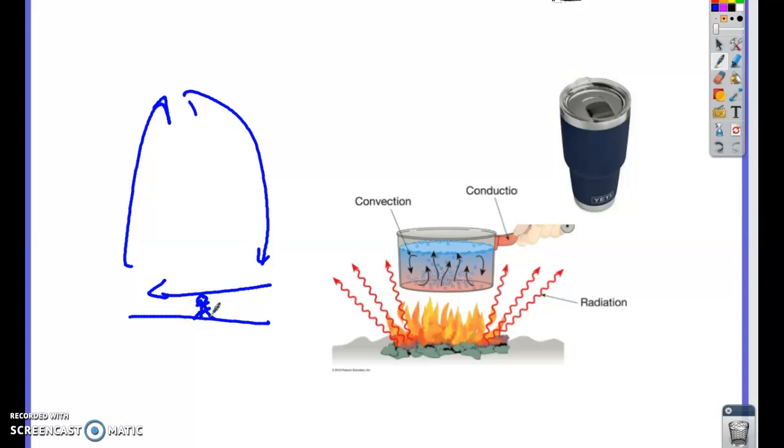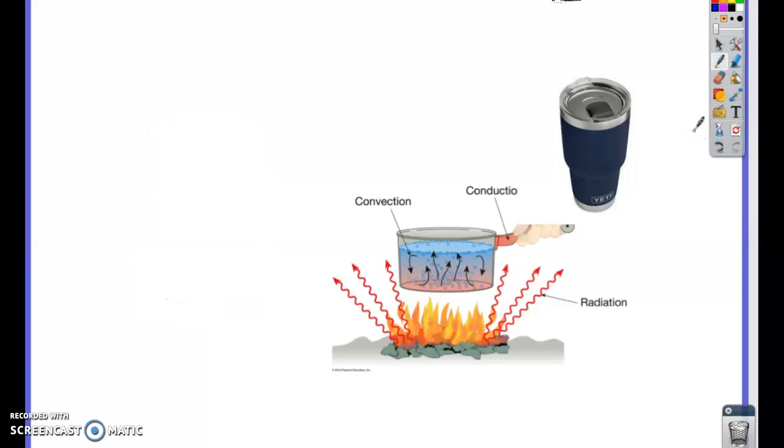Anyhow, that's supposed to be a person, believe it or not. But that would be like the water. If you see it boiling, you see it rising, and it goes back down, up and down, and makes that little circle inside of there. That is convection. And it's only going to happen in either a liquid or a gas.